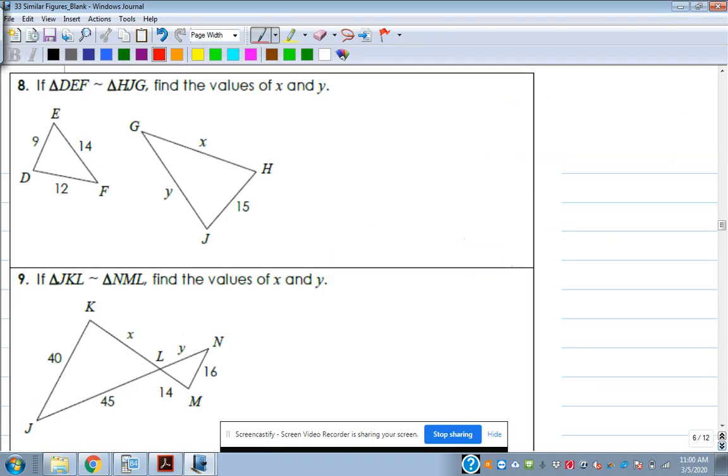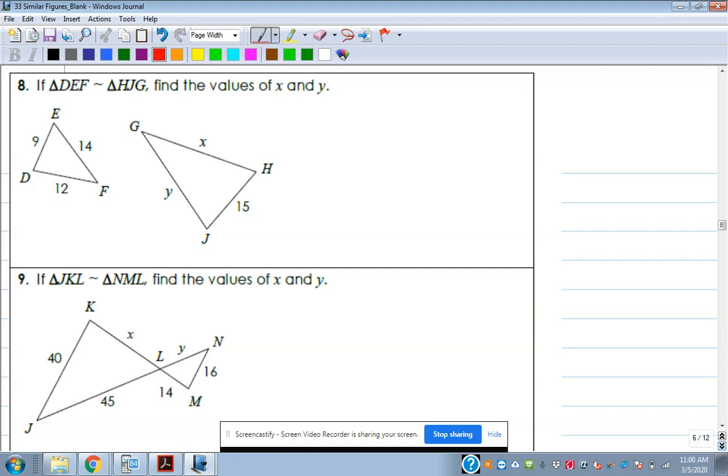All right. This one's got a lot of stuff on it. It's got 2 variables in there. We're going to find the values of x and y. So we've got to set up our ratios here. So they give us a similarity statement. DEF is similar to HJG. So it's not in alphabetical order, so you got to be careful there. So DE is going to correspond to HJ. And to find x, what ratio would I use?